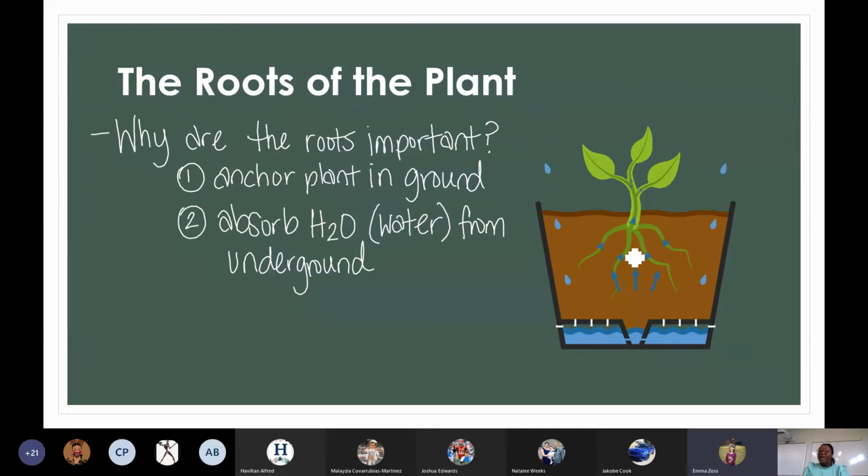Miss Neville. Yes, ma'am. Do we have to draw the picture? Because I already did. Yes, ma'am, we do need to draw the picture, or you could have drawn the picture in the guided notes in Schoology. Oh, okay.